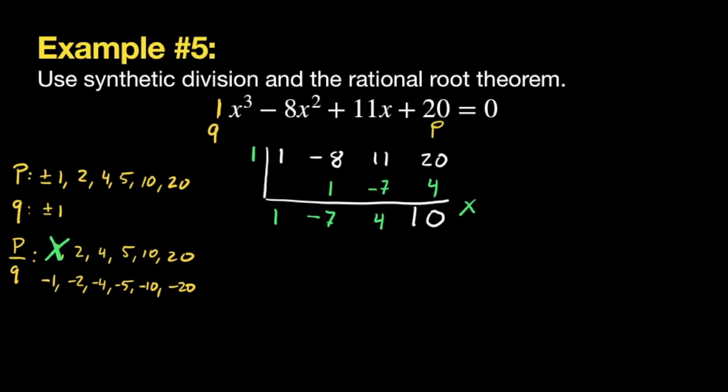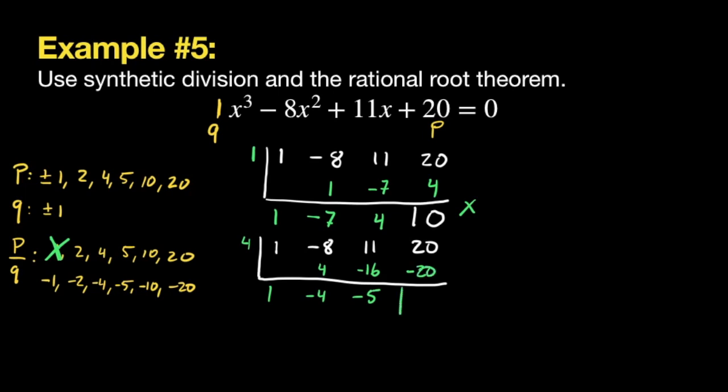So we go with synthetic division. We have 1, negative 8, 11, and 20. And now we just need to try a different number. Now we're going to try 4. We have 1 times 4 gives us 4, negative 4. Negative 4 times 4 gives us negative 16, which gives you negative 5, and this gives us negative 20. So in this case we get 0, so this one does work.